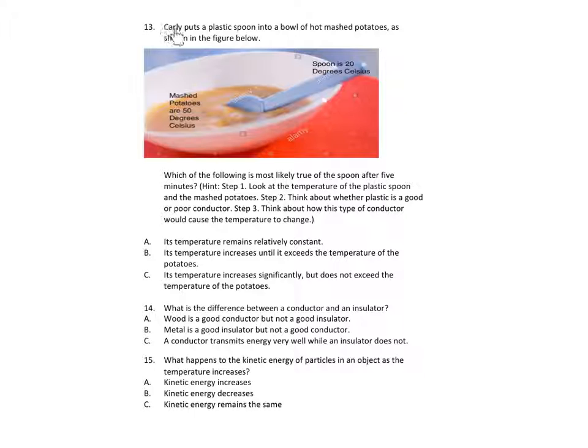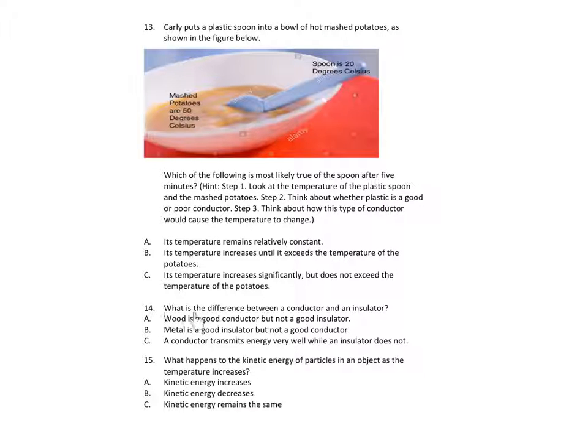Number 13. Carly puts a plastic spoon in a bowl of hot mashed potatoes, as shown in the figure below. Which of the following is most likely true of the spoon after 5 minutes? Hint. Step 1. Look at the temperature of the plastic spoon and the mashed potatoes. Step 2. Think about whether plastic is a good or poor conductor. Step 3. Think about how this type of conductor would cause the temperature to change. A. Its temperature remains relatively constant. B. Its temperature increases until it exceeds the temperature of the potatoes. C. Its temperature increases significantly but does not exceed the temperature of the potatoes.